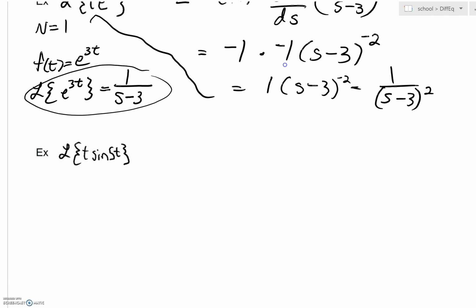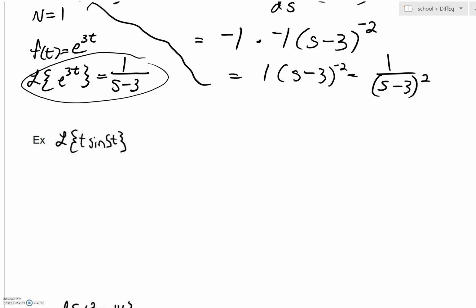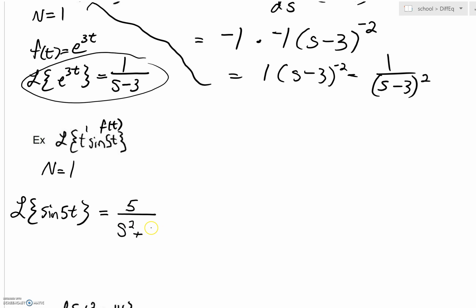Let's take a look at our next one. You could say, guess what your n is here? Once again, n is 1. You'd say, wait a minute, what function am I dealing with? You're dealing with the Laplace transform of sine of 5t. Here's your f of t, isn't it? You've got your t to a power multiplied to another function. What's the Laplace transform of sine of 5t? Do you guys remember? 5 over s squared plus 5 squared, which is really 25, right?